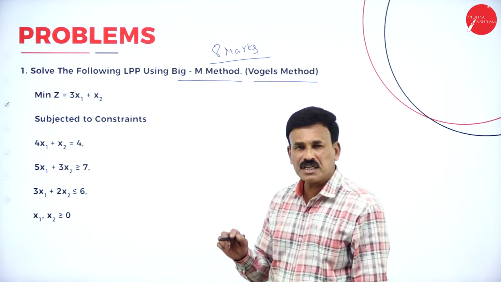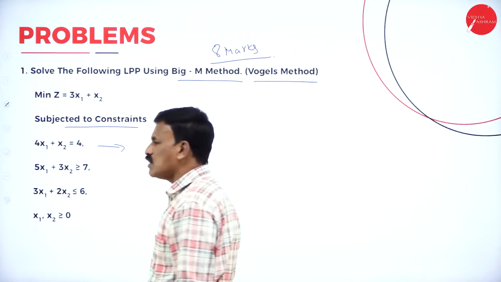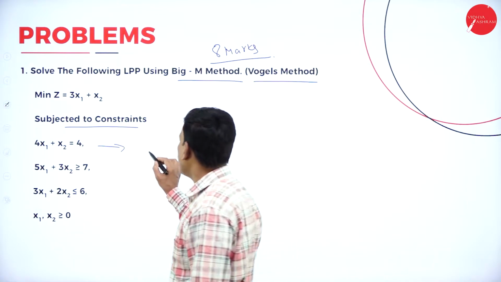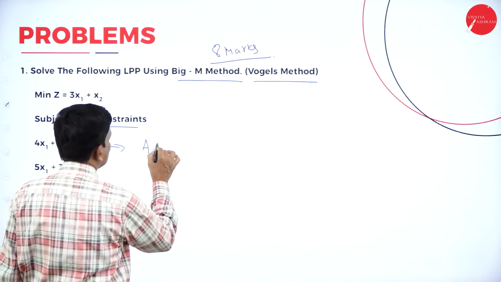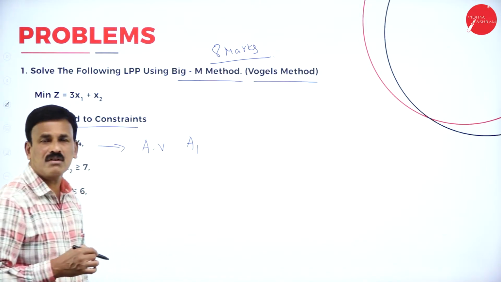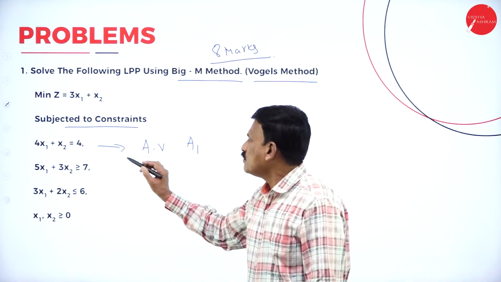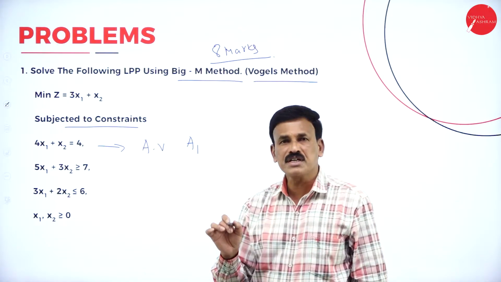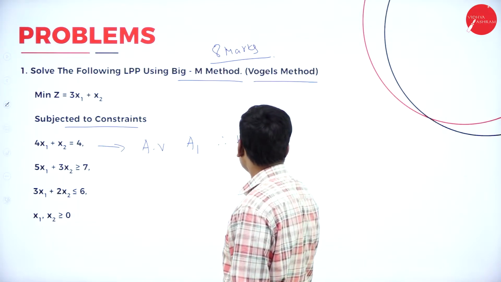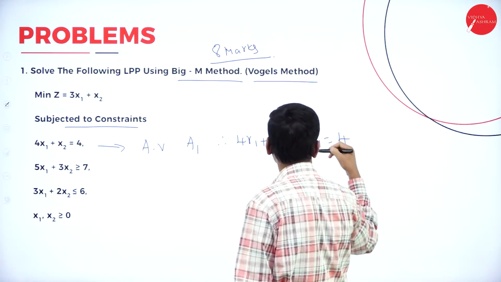And the very important concept is, in a constraint, if it is of equal to, we are going to add an artificial variable. So an artificial variable is to be added, that is A1. If a constraint is of the form equal to, we are going to add an artificial variable A1. So therefore this equation becomes 4x1 plus x2 plus A1 is equal to 4.